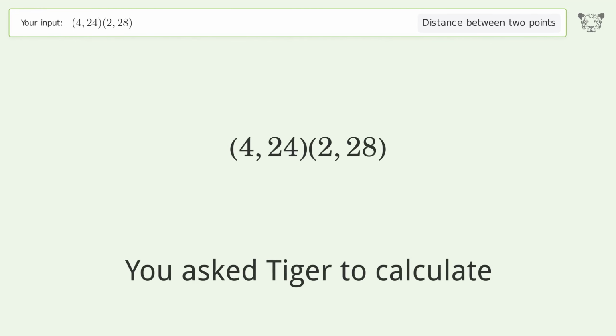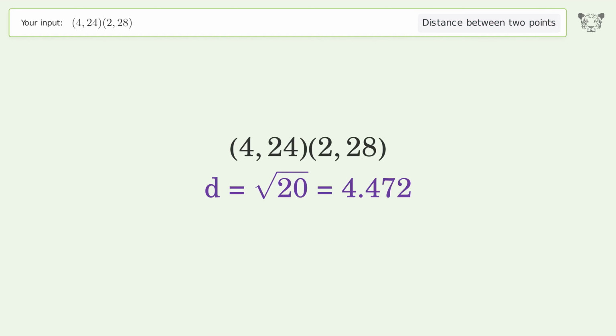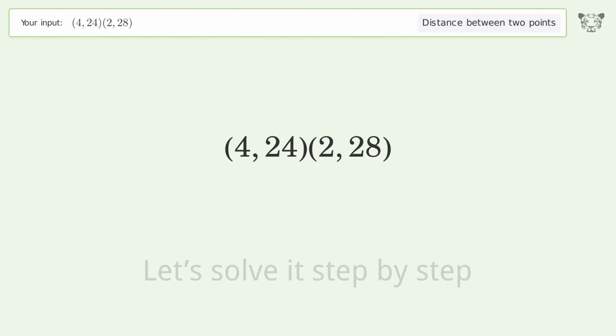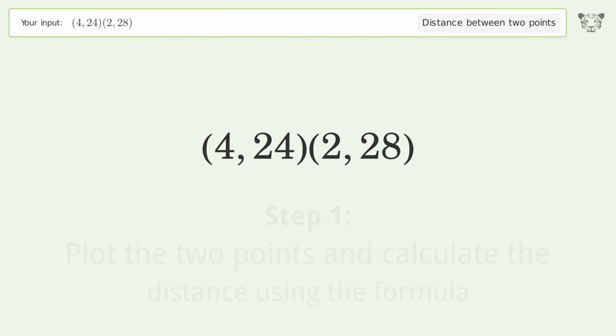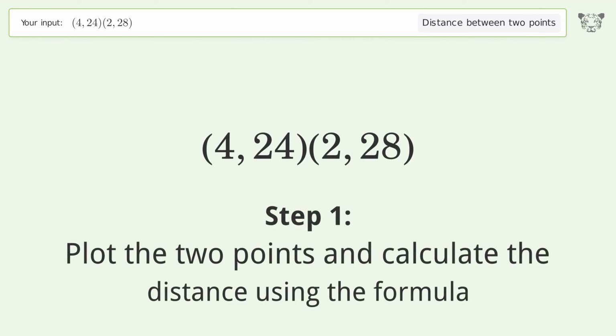You ask Tiger to calculate. This deals with the distance between 2 points. The distance between the 2 points is the square root of 20, or 4.472. Let's solve it step by step. Plot the 2 points and calculate the distance using the formula.